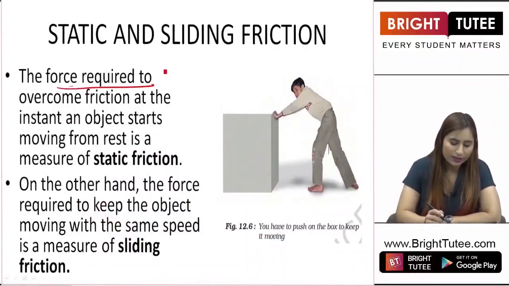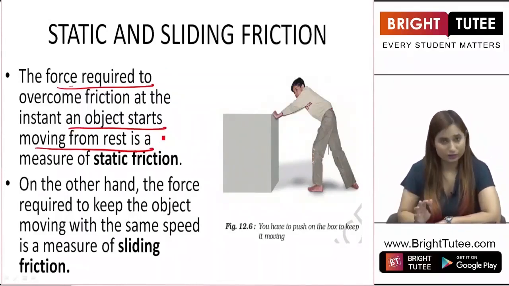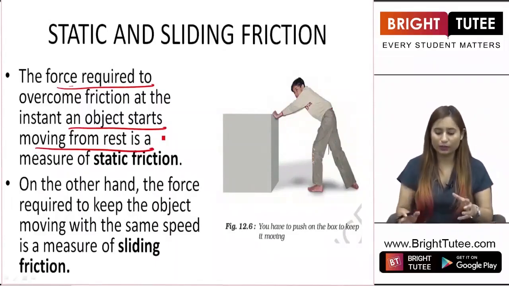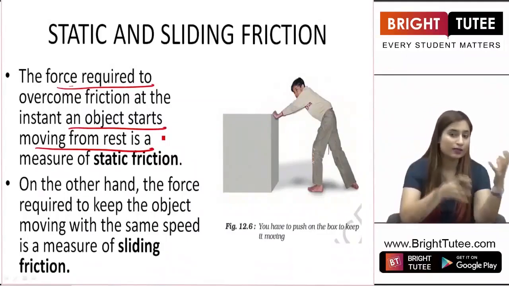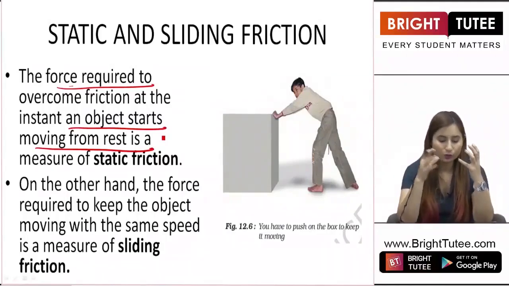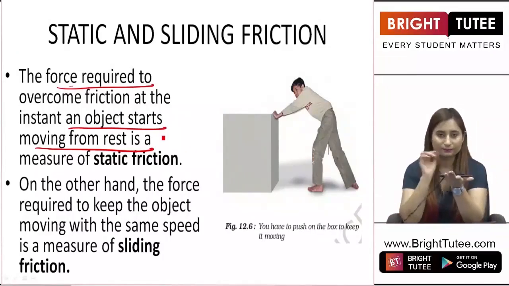The force required to overcome friction at the instant an object starts moving from rest is a measure of static friction. What does this tell you? That there was a body which was at rest, right? Now you started moving it. Now the force required to overcome the friction, basically the object is steady, right?